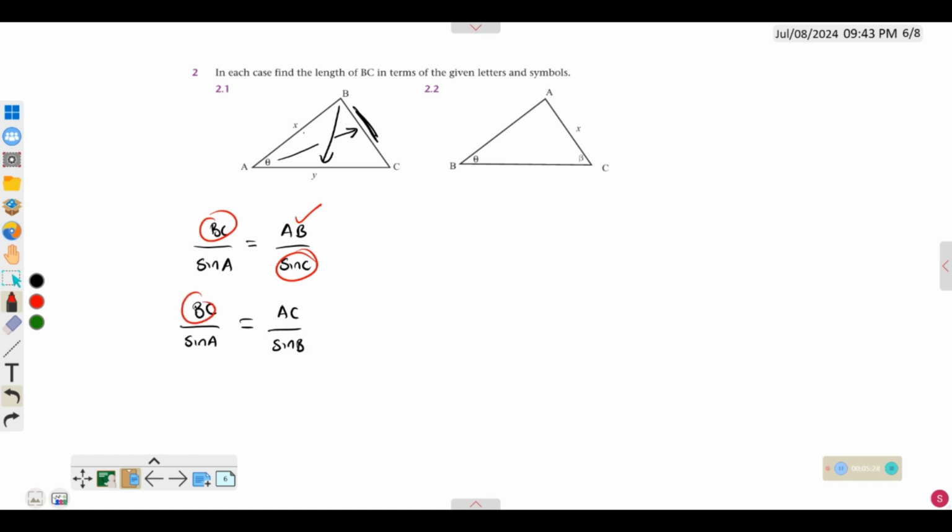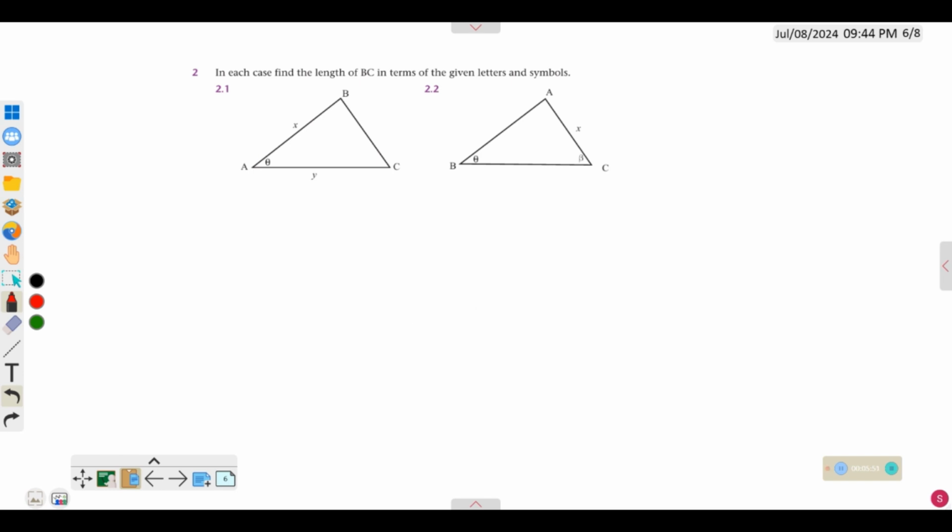We don't have this one, right? But we do have the sine of A. Do we have AC? Yes, AC is given as y. Do we have sine B? No, the angle B is not given, and there's no way we can find angle B or angle C because we only have one angle, so it's impossible to find either of those two. So the sine rule is not applicable in this example, but we will learn about the cosine rule pretty soon. Let us look at this one.